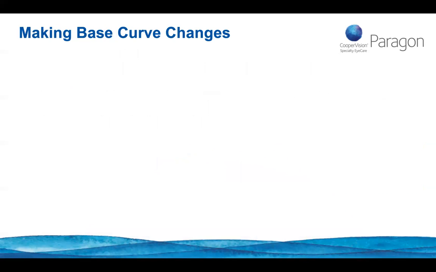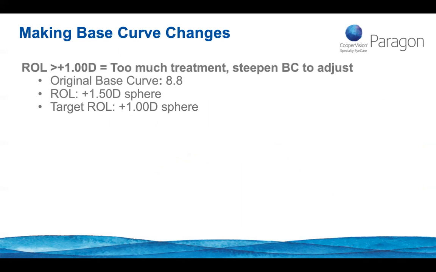So here are some examples that we're going to discuss on when we would want to make a base curve change. Do you remember GP laws of SAM-FAP? Steepen a base curve, add minus. Flatten a base curve, add plus. The same rules apply here to Ortho-K. If we want to add plus to the targeted refraction, we want to flatten the base curve. If we want to add minus to the targeted refraction, we will want to steepen the base curve. So let's take a look at some examples to put this into action.